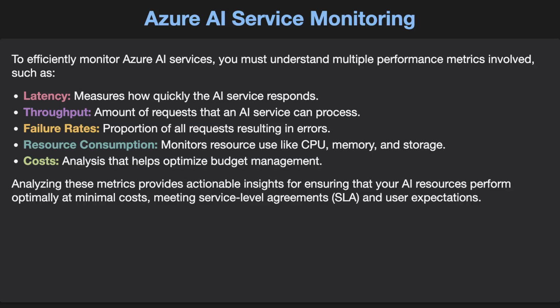To efficiently monitor Azure AI services, you must understand multiple performance metrics involved, such as latency, which measures how quickly the AI service responds; throughput, the amount of requests that an AI service can process; failure rates, the proportion of all requests resulting in errors; resource consumption, which monitors resource use like CPU, memory, and storage; and costs, analysis that helps optimize budget management. Analyzing these metrics provides actionable insights for ensuring that your AI resources perform optimally at minimal costs, meeting service level agreements, SLA, and user expectations.